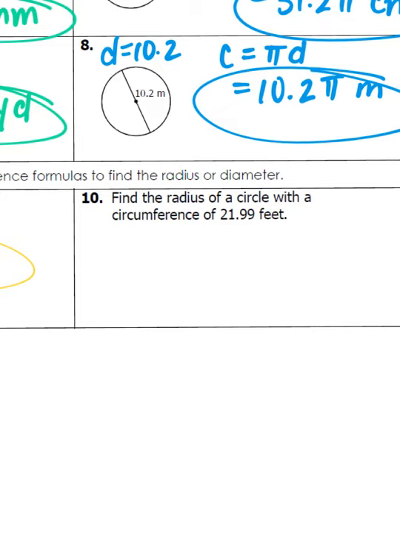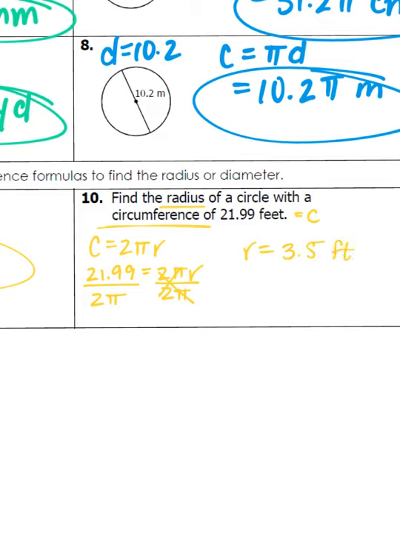All right, so now let's try this one. This one, they want us to find the radius with the circumference. So I'm going to use circumference equals 2 pi r because they want us to find the radius. So now our circumference is 21.99. So I'm subbing that in for C. Okay. Now, in order to get the r by itself, I need to divide this by 2 pi. All right, so 21.99 divided by 2 pi is going to give us about 3.5 feet as our answer.